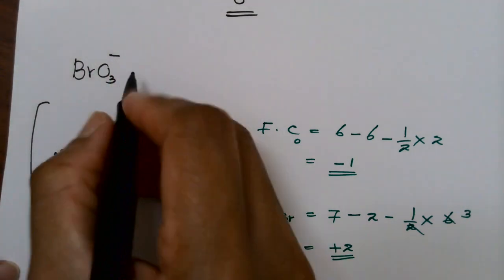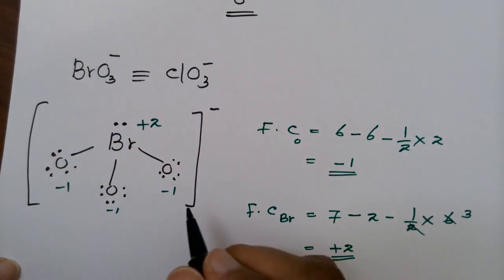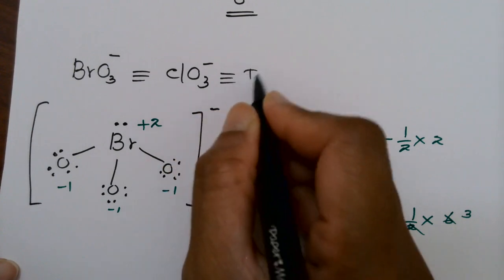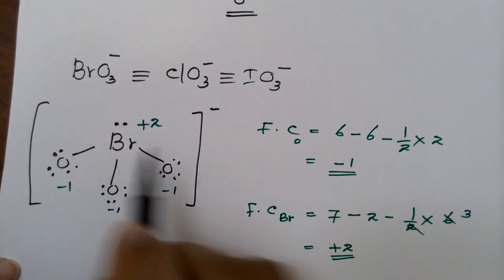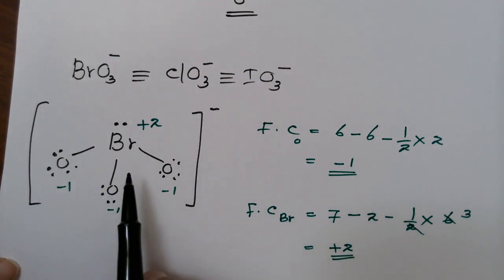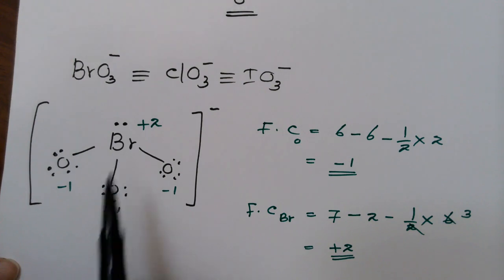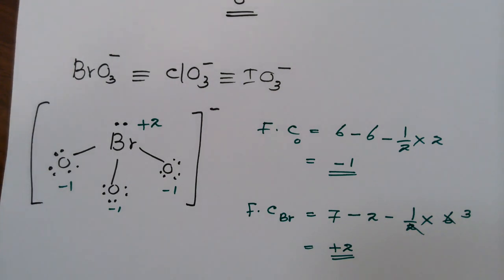So bromate, and this is ClO3 minus, chlorate, the same. And then the next one is iodate, IO3 minus. Bromate, chlorate, iodate have the same structure and the same formal charges: minus 1 on each oxygen and plus 2 on the central atom. Now I hope you know how to calculate the formal charge on any of the polyatomic ions.